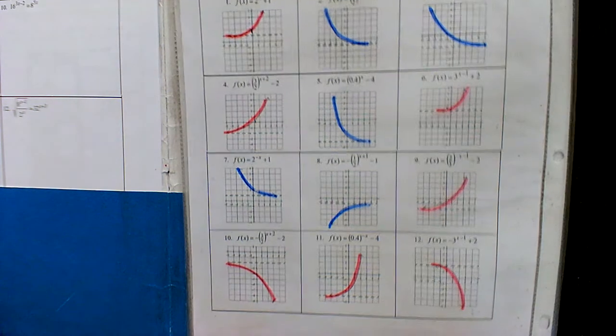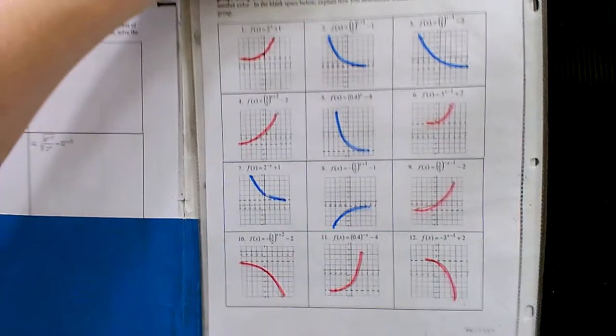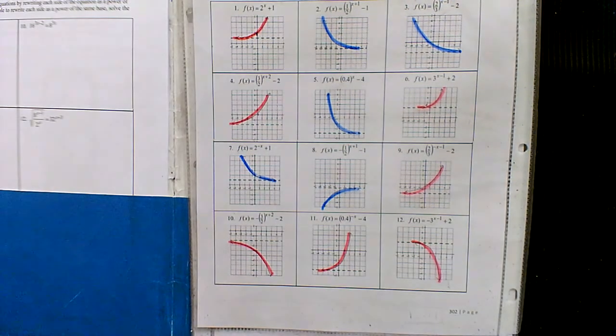What we're going to do is, looking at these graphs, I'm going to try to zoom out a little bit more. Depending on the direction in which you approach an asymptote, we can actually classify the graph as a particular term, and that's either growth or decay.